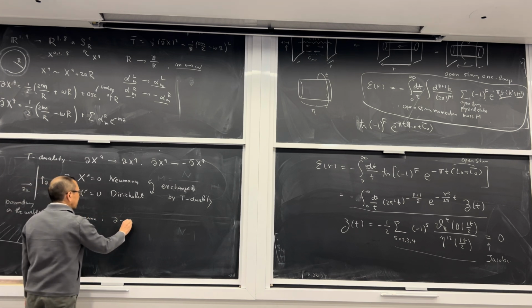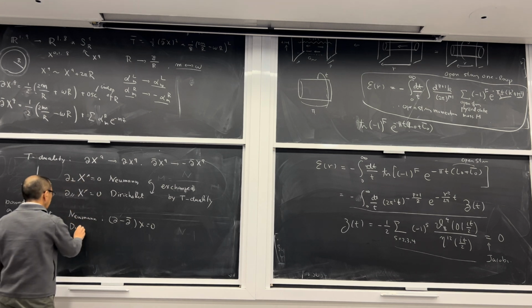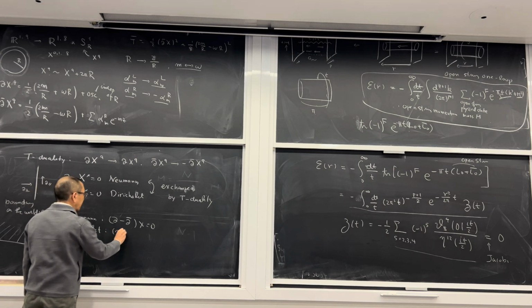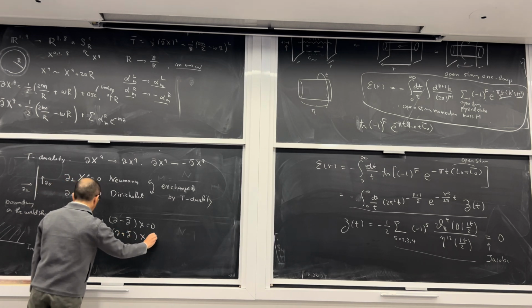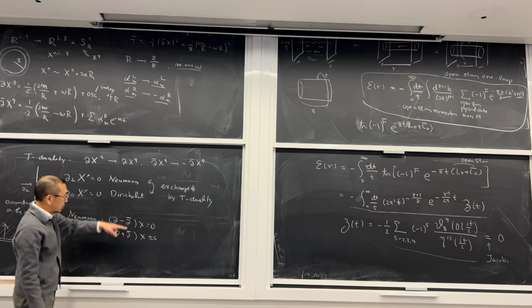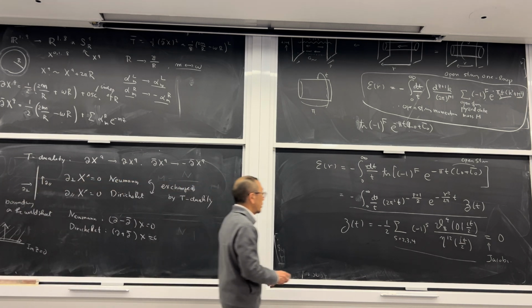condition corresponds to del minus del bar of x equal to 0, and the Dirichlet condition corresponds to del plus del bar equal to 0, right? Because the derivative del plus del bar is a derivative along the boundary, whereas del minus del bar is a derivative perpendicular to the boundary. But you see that if you do this, then these are exchanged. So that means that under T-duality, the Dirichlet direction and Neumann direction on the boundary are exchanged.